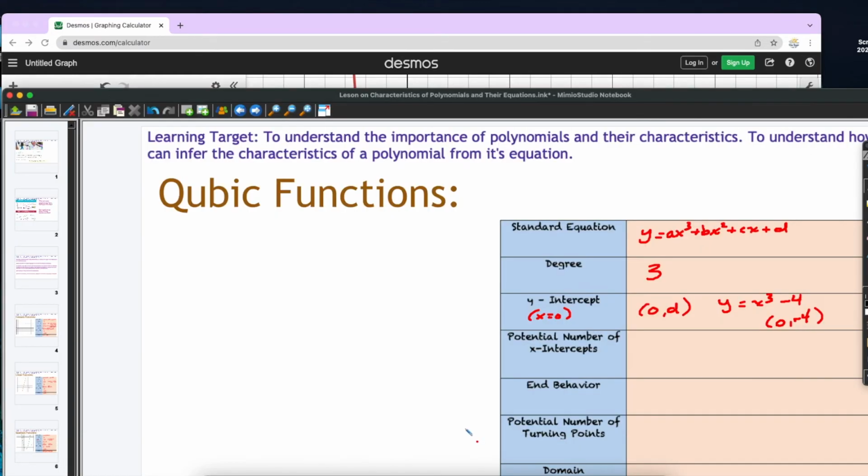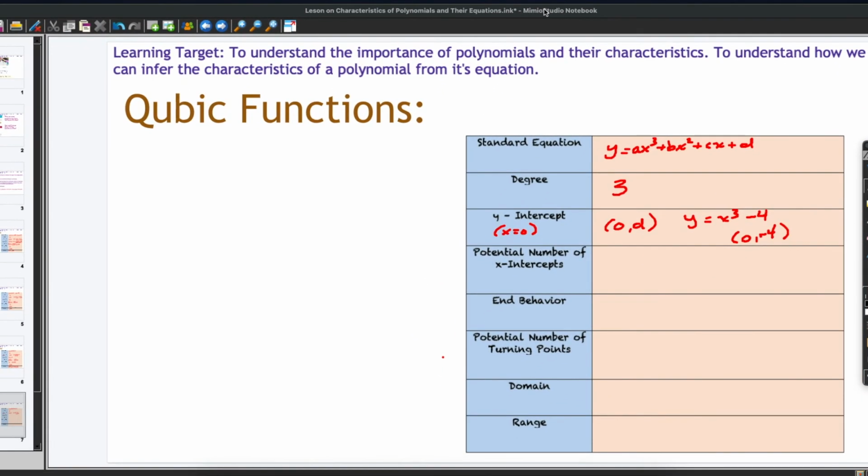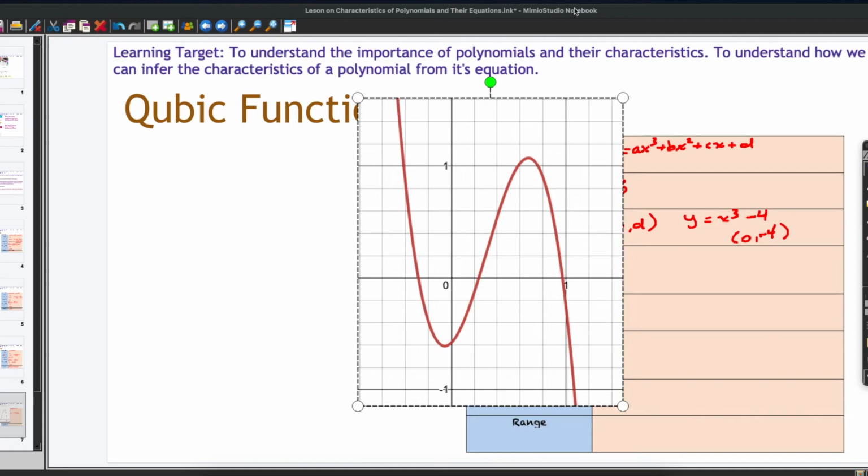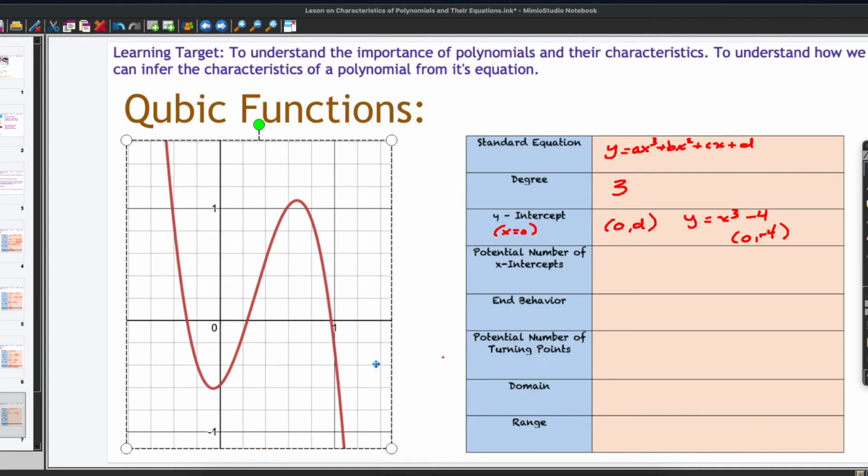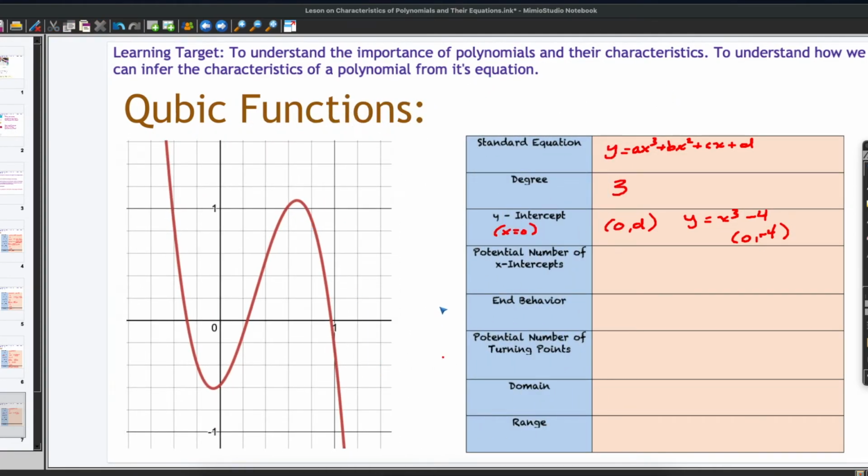They have to at least have one x-intercept. And that's, again, a characteristic of odd degree functions and even degree functions, is you can start to generalize those. So when we talk about the potential number of x-intercepts on this function, we're going to say that it has to have one, it could have two, and it could have three.